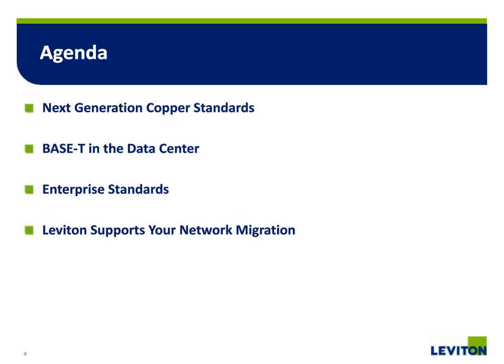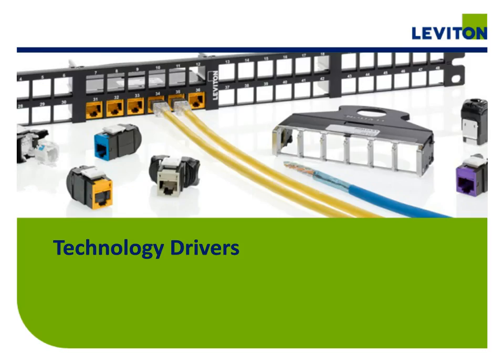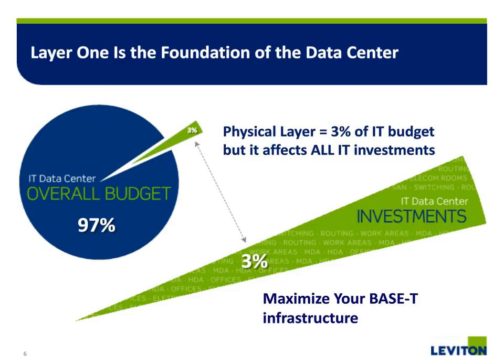So looking at some of the technology drivers that are causing us to need higher bandwidth cabling, the first thing we want to remind people of is layer one is the foundation of the data center. It's only 3% of the IT budget, but it affects all of the IT investment. If you don't have a strong performing cabling system, your extremely expensive switches, servers, and other active hardware are not going to perform at their peak efficiency. So it's very important to make sure that you maximize your layer one infrastructure.